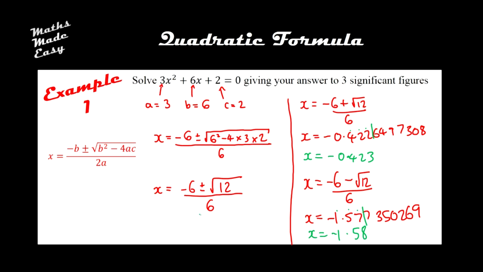So that's your first question and example for the quadratic formula. First of all, we write down A, B and C. We then substitute those into the formula and then calculate our answers and round them off to three significant figures.